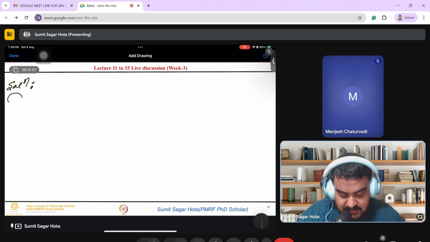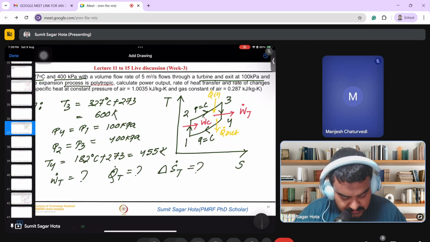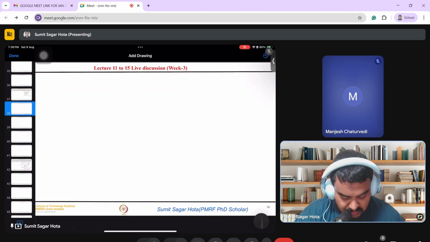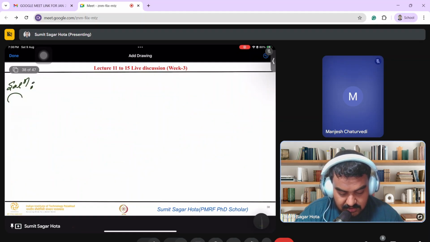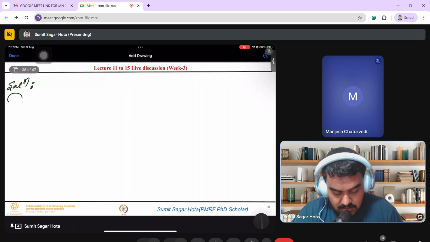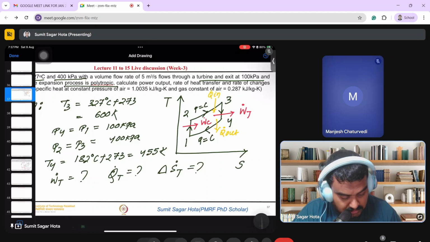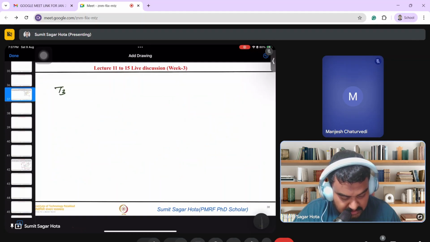Because in the question it's mentioned that the process is polytropic. So whatever equation we need to apply is for a polytropic process. For a polytropic process we need the polytropic index. So first of all we need to find out the polytropic index. Let's consider the process 3 to 4. It's a polytropic process, because 3 to 4 and 1 to 2 are both polytropic processes.